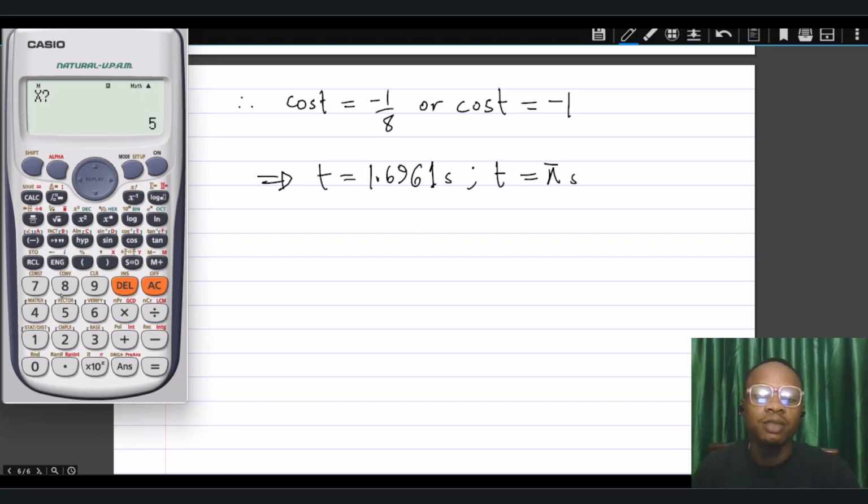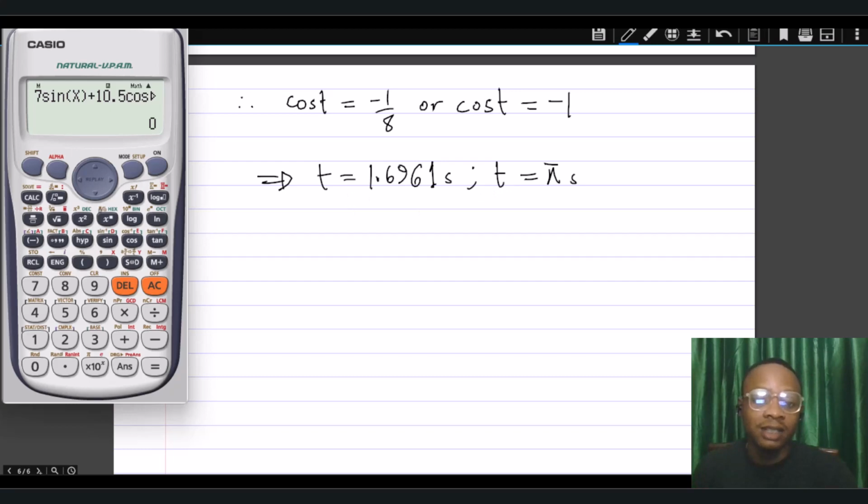Let's calculate what happens at each of these values that we have just obtained. So we have 1.6961. That obviously is not 0. Okay, so this is a radian, so this is not 0. That means this is not a solution. Okay, we'll come back to see how this came about. Okay, so let's check for pi. So calculate for when this is pi. Where is pi? Right here. So it is 0. So that just tells us that our answer is pi.